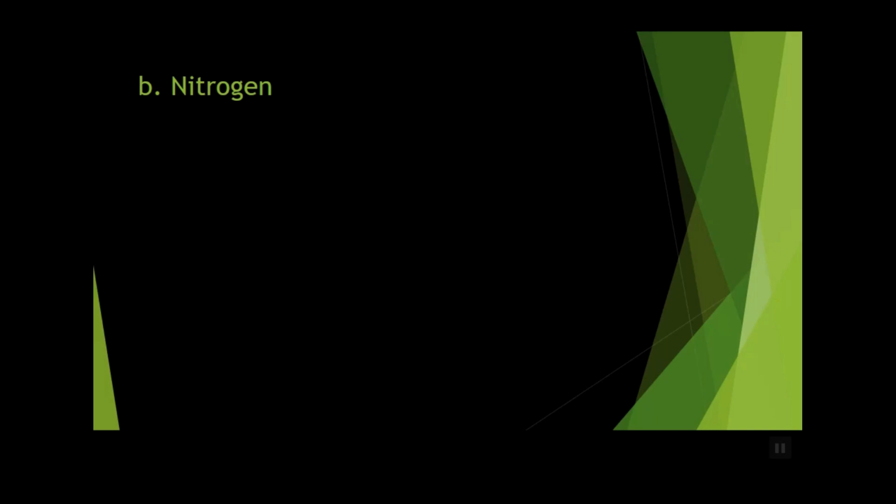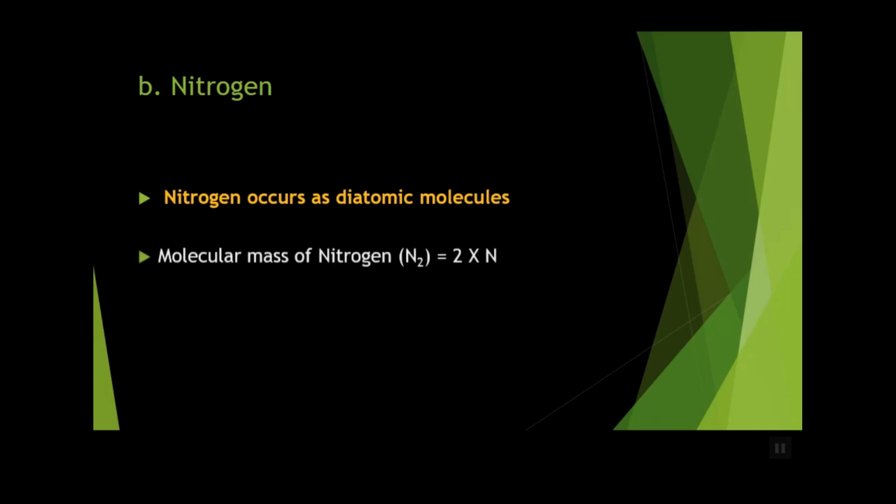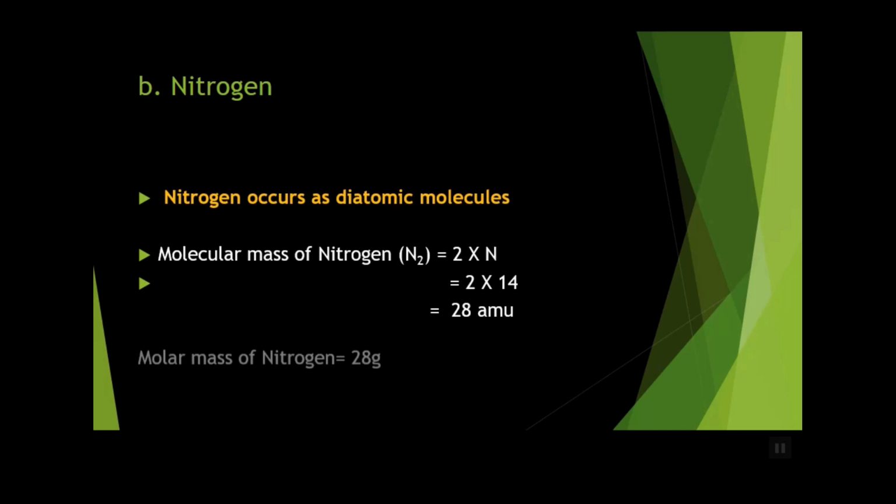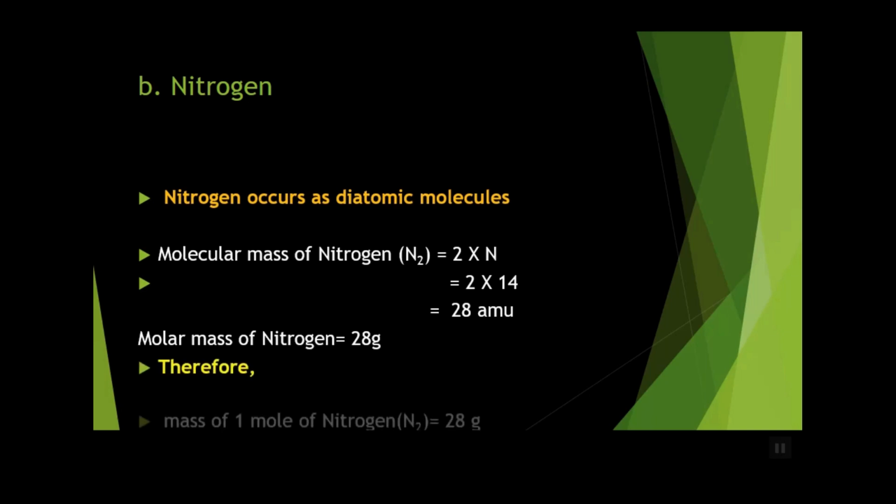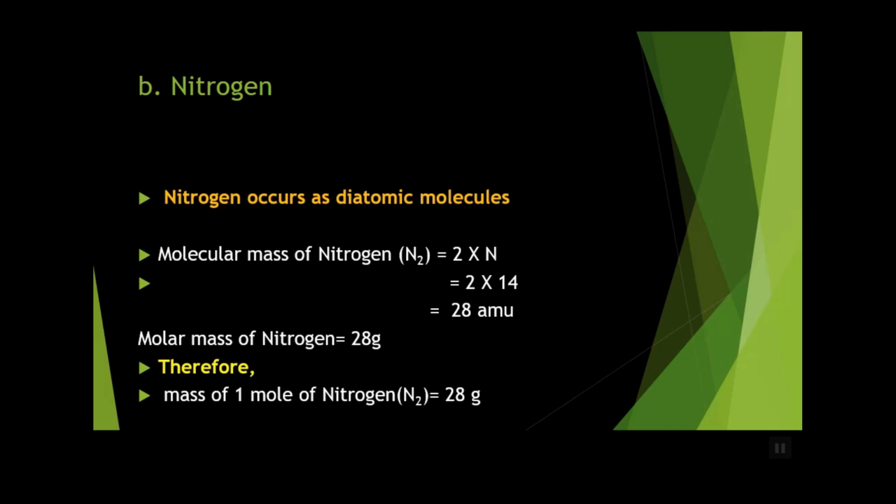Now nitrogen. Students, nitrogen occurs as diatomic molecules. So we have to find the molecular mass of nitrogen molecule, not a nitrogen atom. Molecular mass of nitrogen is 2 into N, 2 into 14. 14 is the atomic mass of nitrogen, and then we get the answer 28 AMU. This is the molecular mass of nitrogen. So molar mass of nitrogen is 28 gram. We have 1 mole of substance when we take the mass in gram. Therefore, mass of 1 mole of nitrogen is 28 gram.